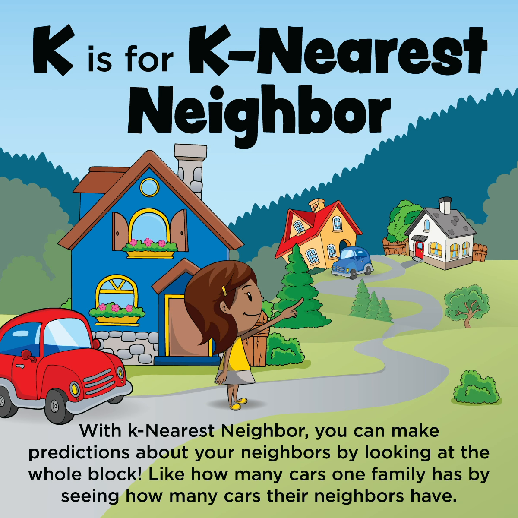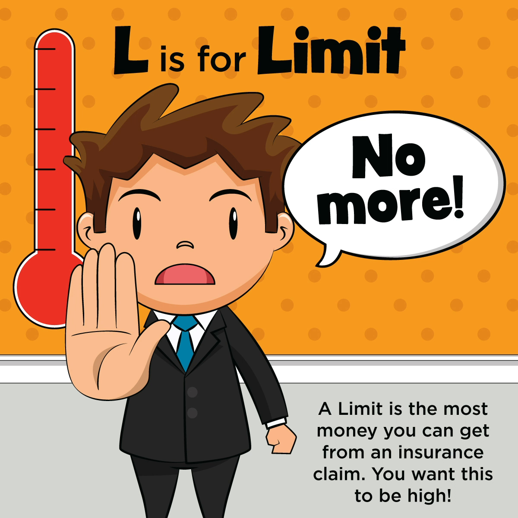K is for K nearest neighbor. With K nearest neighbor, you can make predictions about your neighbors by looking at the whole block, like how many cars one family has by seeing how many cars their neighbors have. L is for Limit. A limit is the most money you can get from an insurance claim. You want this to be high.